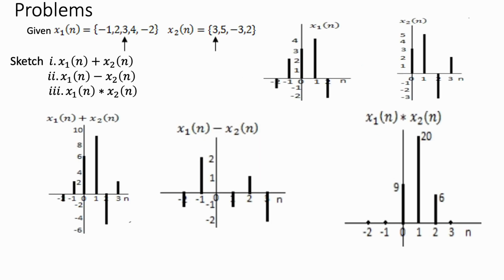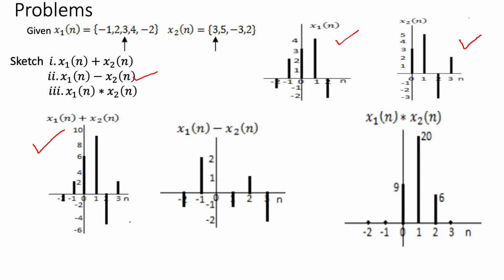The next one is a problem combining all three operations we are performing here. Consider x1 of n and x2 of n. We have to perform x1 of n plus x2 of n, which is nothing but addition; then subtraction; and the third one is multiplication. So how do you perform the addition operation? x1 you have, x2 you have. Both signals are graphically represented here. Now at each and every instant, x1 of n and x2 of n are added, and the result will be obtained here. This is for addition of two signals.